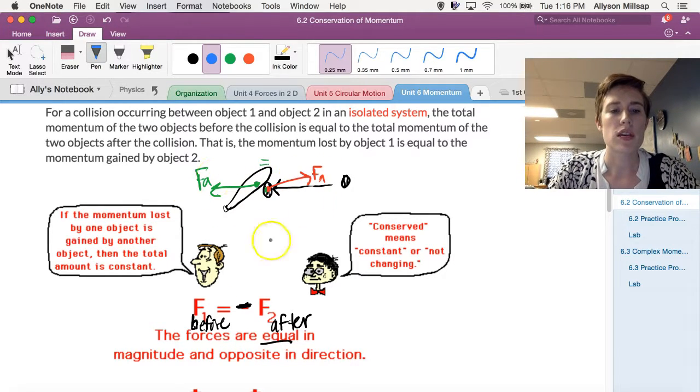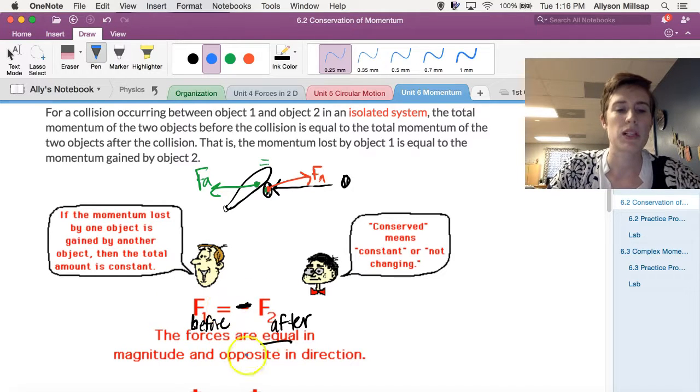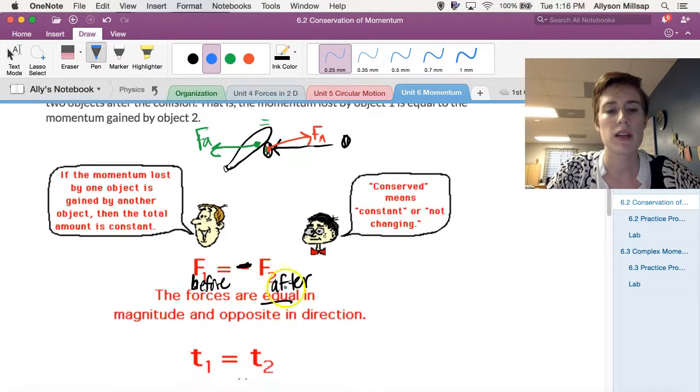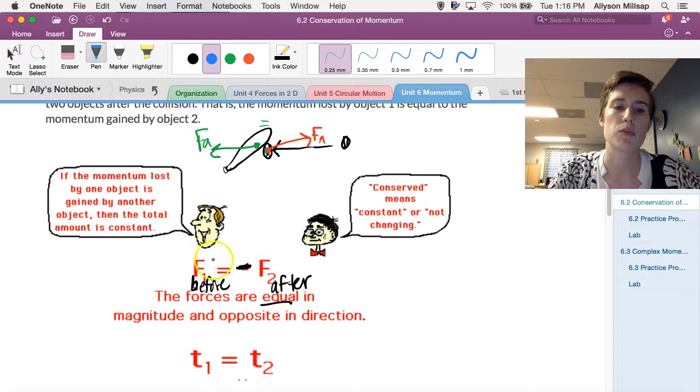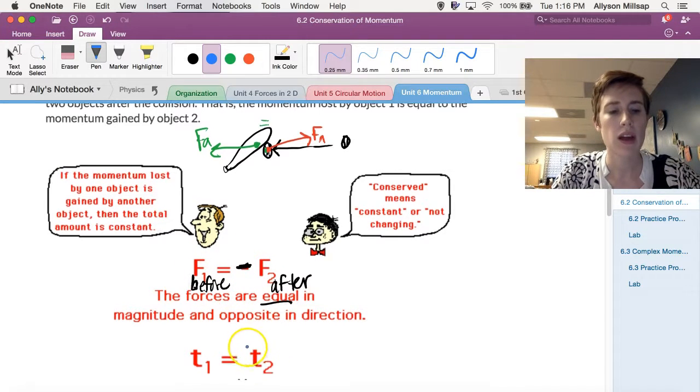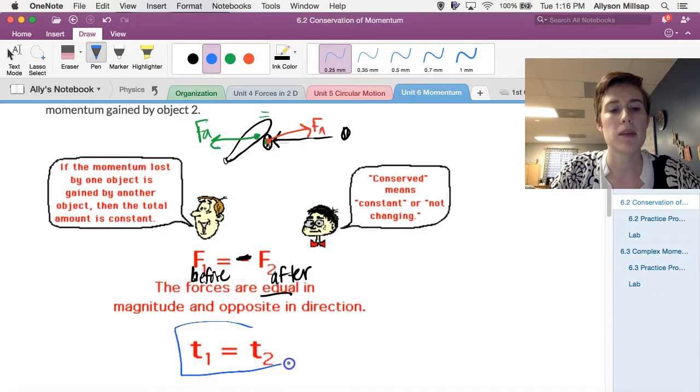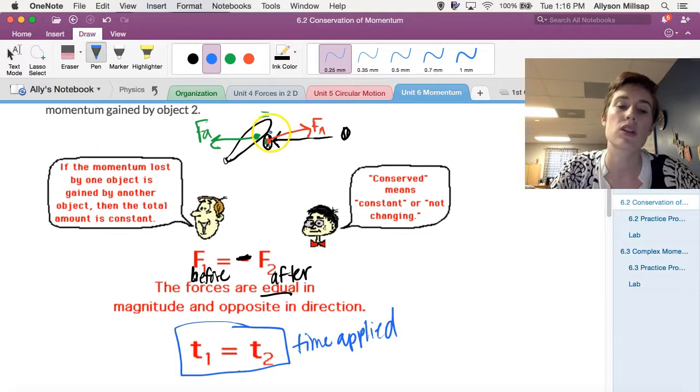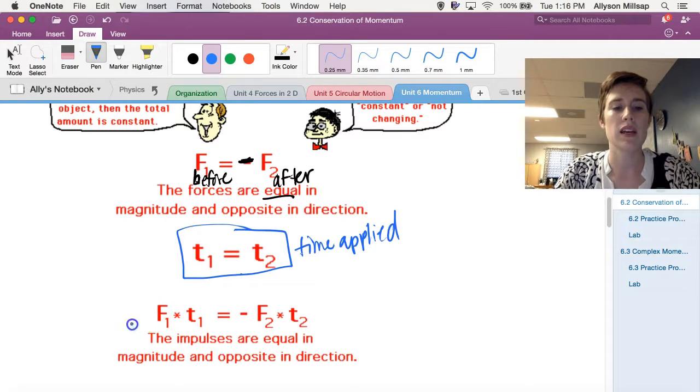Well, we know that the forces are equal, so we kind of came up with this preliminary formula. We're not actually going to use this formula in problems. I just want you to understand the force before and the force after is the same. Okay. We also know that the time that it takes to actually apply the force is the same. So the time it took the bat to push on the baseball is the same time that it took the baseball to push on the bat, right? So the time that it takes to apply one force is the same time as it takes to apply that opposite force.